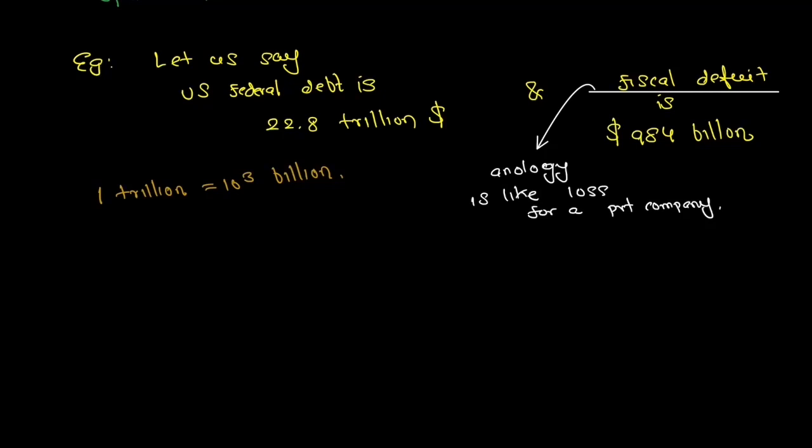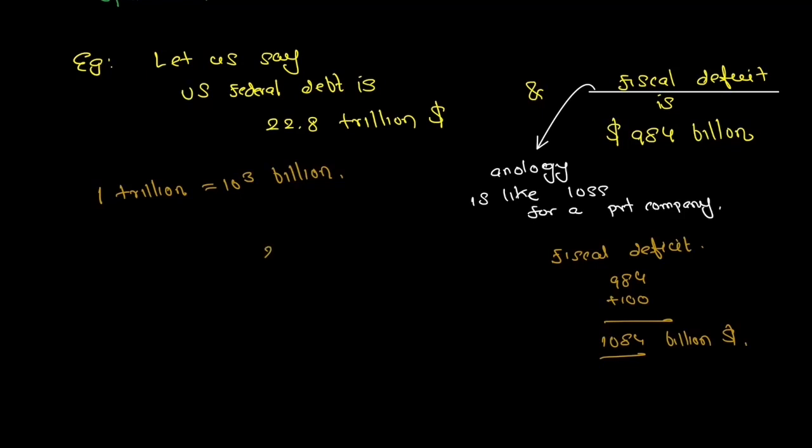Now let me take an example where we add $100 billion of debt on the government, in the current year itself. So what will exactly happen here is that the fiscal deficit will go up by $100 billion to actually become 984 plus $100 billion, which gives us $1084 billion. Considering that this is the additional amount of debt that I am taking in this particular year. Okay, what will happen with the federal debt?